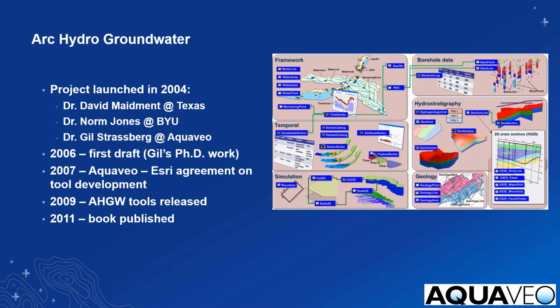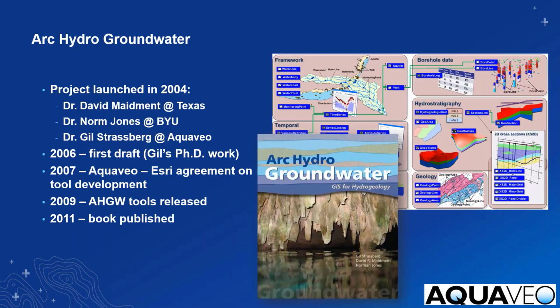ArcHydro for groundwater, like the surface component, includes the data model and a set of tools. In 2007, Acquaveo took on development of the groundwater tools, and they were released in 2009. And the ArcHydro groundwater book was published in 2011 by Esri Press.